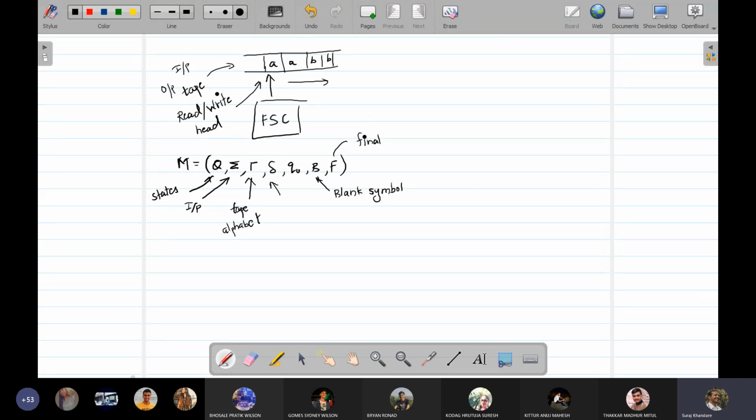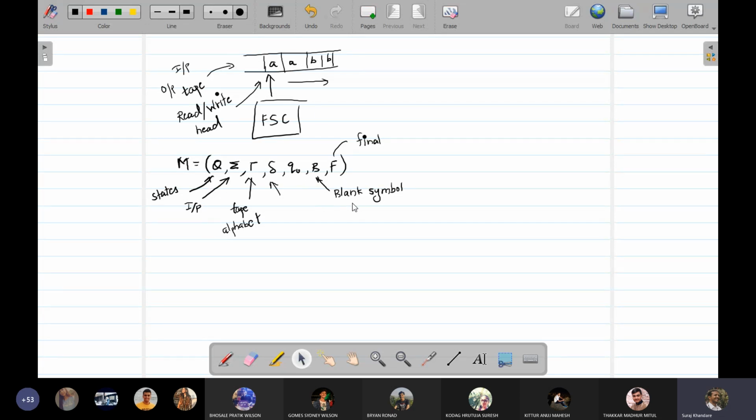So here, in a Turing machine, as we discussed, we have an input output tape, a read write head, and finite state control. The head can move in both directions, left to right and right to left. And that's why we have this tape alphabet also. As we can perform read and write operations on the input output tape, this tape alphabet is very important.